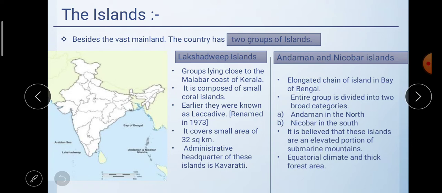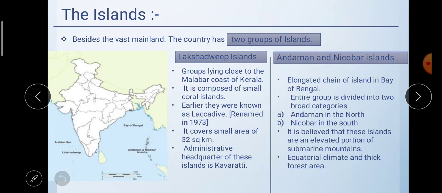Earlier they were known as Laccadive, renamed in 1973. Means before 1973, the Lakshadweep Islands were known as the Laccadive Islands and they were renamed in 1973. It covers a small area of 32 square kilometers. The administrative headquarter of these islands is Kavaratti, or we can say the capital of Lakshadweep is Kavaratti.